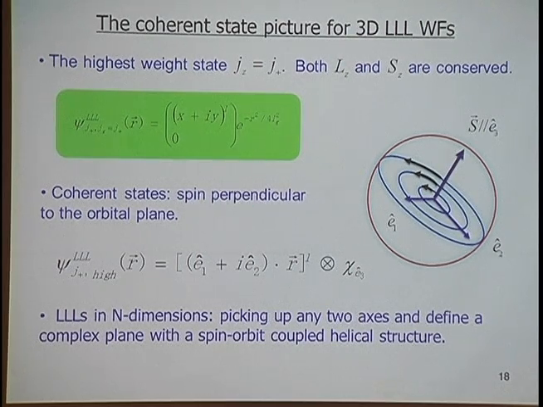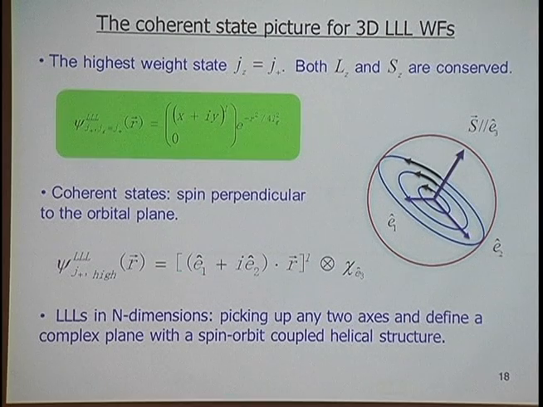But still, it is a 3-dimensional wave function. The Gaussian part is 3-dimensional. Then we can start from this highest weight state, do an arbitrary SU2 rotation, and then we get a coherent state representation. And this is the coherent state I briefly mentioned. You can choose any 2 orthogonal axes in 3 dimensions, form a complex plane, and define a complex analytic function in this plane. And as I said, we need a spin structure, and the spin is perpendicular to this plane, and they form a triad using the right hand.